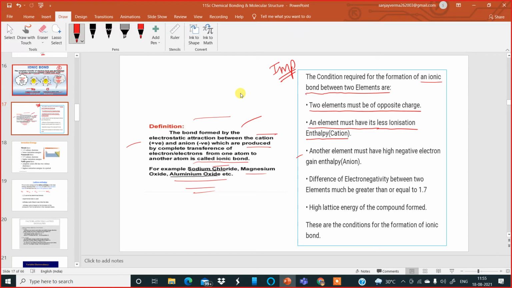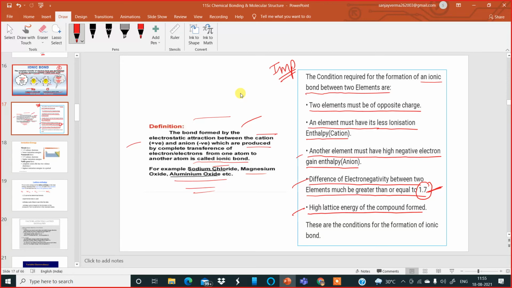The next point is another element must have a higher value of electron gain enthalpy, that is the anion. Then the difference of electronegativity between the elements must be greater than or equal to 1.7. Please try to remember this value. It will not harm you. It will do you good if you remember this value of the electronegativity difference. Then the next point is high lattice energy of the compound formed. Now I'll talk about lattice energy. Lattice energy is the amount of energy required to form 1 mole of a solid substance from its ions.